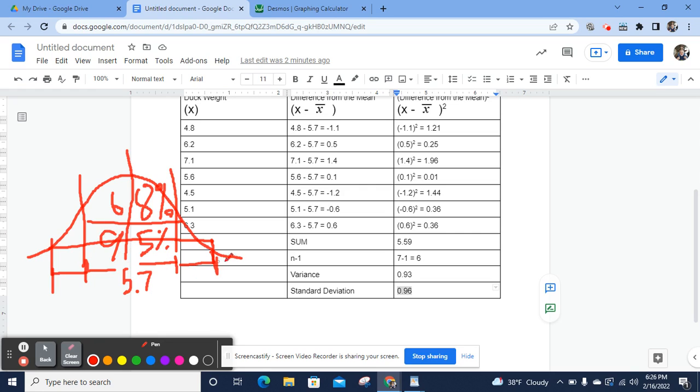That will be 95%. We can go even one more step, a third standard deviation. This curve goes off to infinity, by the way. So 1, 2, 3 times 0.96 is that way, and 1, 2, 3 times 0.96 is that way. That is going to be 97.5% of all the ducks will be within 3 standard deviations of 5.7 pounds, the mean of the ducks. And I hope that was helpful.